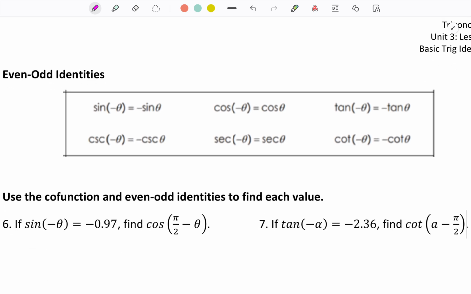So you will also see even and odd identities. These come in handy when you need to change sign, especially inside the trig function. The only even functions that exist are cosine and secant. All the others are odd, meaning that to change the sign inside the function, you actually have to change the sign of the other side of the function as well. Usually these cofunction and even odd identities are paired together and you wind up using them simultaneously. So let's go ahead and look at a couple examples of this.